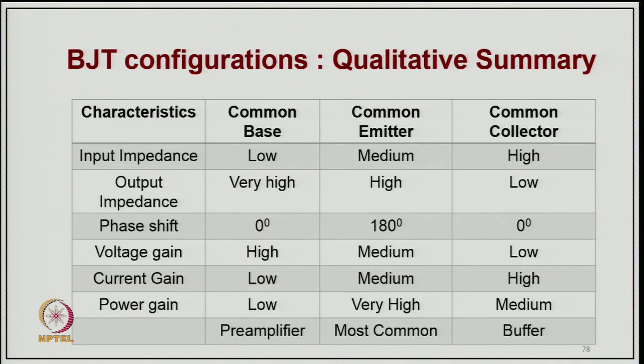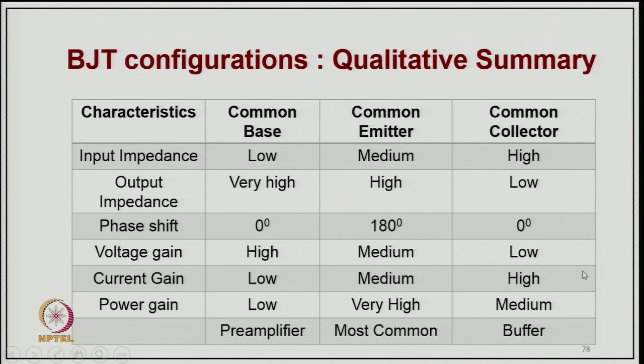And now, this is a qualitative summary of all 3 configurations: common base, common emitter and common collector. Input impedance for common base is low, for common emitter it is medium, and for common collector it is high. Output impedance for common base is very high, for common emitter high, and low for common collector. Phase shift is 0 for common base and common collector, but for common emitter it is 180 degrees. Voltage gain is high for common base, medium for common emitter and low for common collector. Current gain is quite low for common base, medium for common emitter, but high for common collector. Power gain is low for common base, very high for common emitter and medium for common collector.